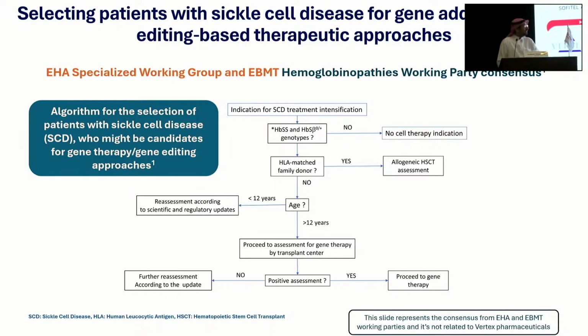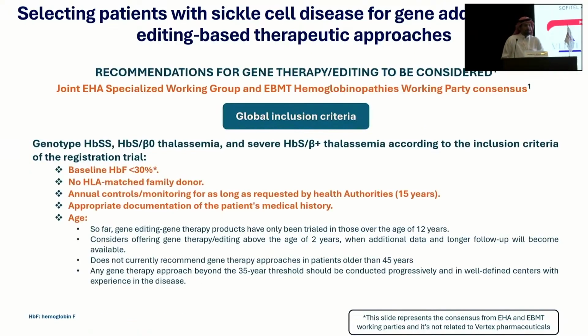So in case of sickle cell anemia, if you have a patient with hemoglobin SS or hemoglobin S beta 0 genotype, and there is an identified donor, you will take the patient for allogenic transplant. If there is no identified donor and the patient's age is above 12 years, this patient will be referred for gene therapy and will be assessed. If the patient is fit, they can proceed for the gene therapy. And this is the inclusion criteria.